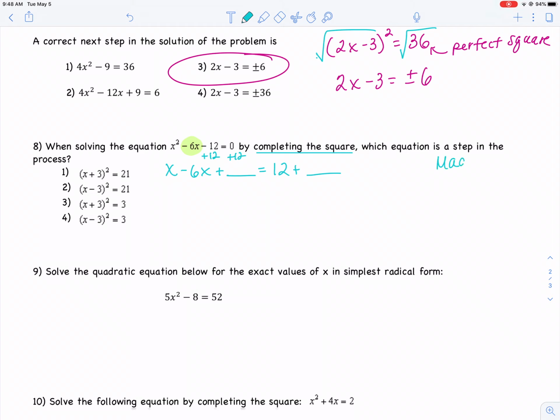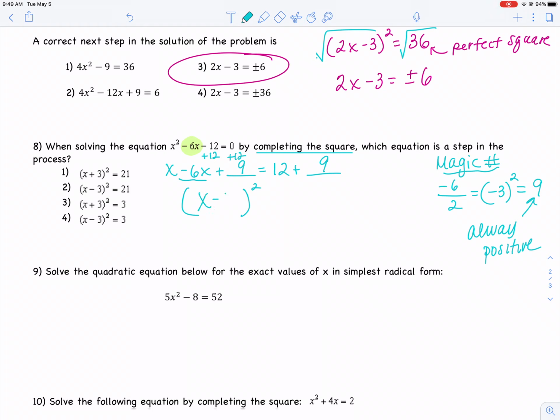So how do I get my magic number? I take my negative 6, my b term, half of it, negative 3, square it, positive 9. That number, that magic number is always, no matter what, positive. Okay, so now remember, what's going to be in this parenthesis? It's always half of that middle term. It has to be x minus 3.